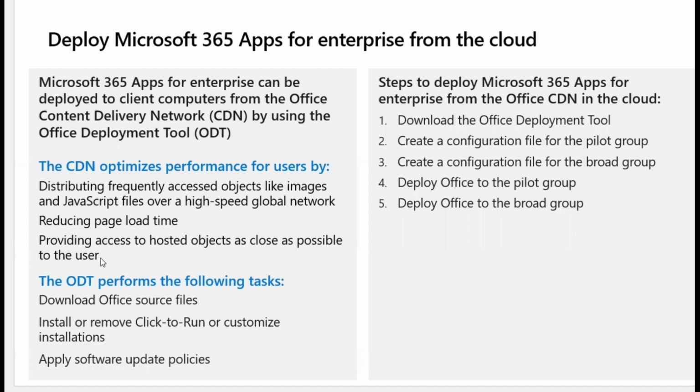So ODT performs the following tasks. This Microsoft Office Deployment Toolkit, ODT, is one of the applications. It downloads the Office source files, installs or removes Click-to-Run, or customizes installations. What is Click-to-Run? Click-to-Run is where you download the exe file and then you install it. Apply software update policies. Steps to deploy Microsoft 365 apps for enterprise from Office CDN in the cloud: download the Office Deployment Toolkit, create a configuration file for the pilot group, create a configuration file for the broad group, deploy to the pilot group, and deploy Office to the broad group.